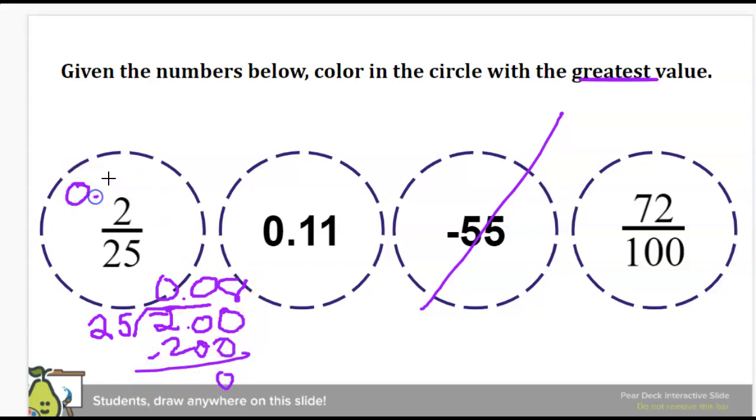So this is 0.08. So already, if I'm thinking money, 8 cents is less than 11 cents. So that can't be my greatest. So now we're between these two right here.